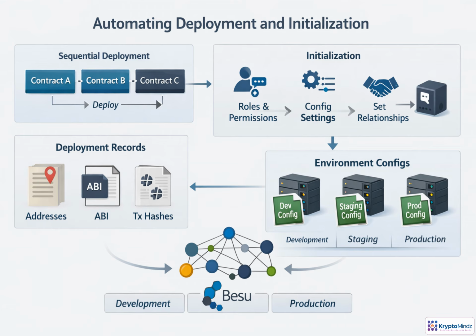A good deployment script behaves like a runbook, not just a bytecode sender. It loads the right environment configuration, selects the signer, and deploys contracts in dependency order, so later contracts can reference earlier addresses. After each deployment, it waits for the receipt, initializes roles, permissions, settings, and relationships, then saves artifacts like addresses, ABIs, and transaction hashes. The payoff is repeatability. The same process can run safely across development, staging, and production Besu networks.